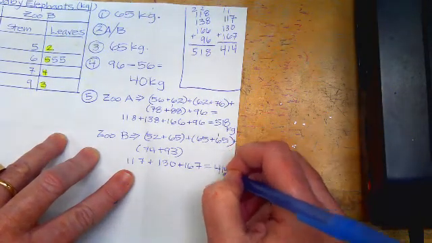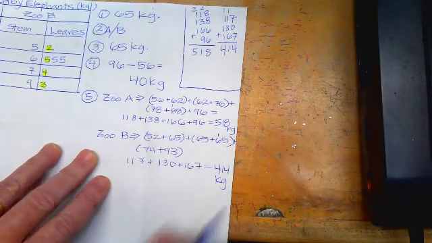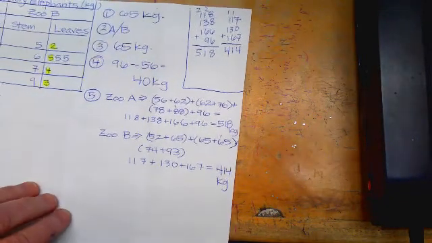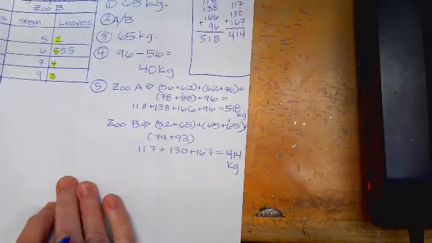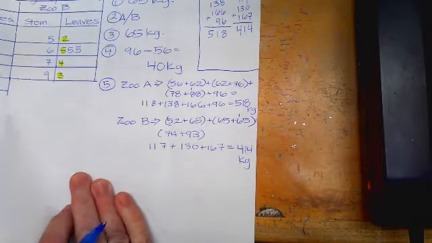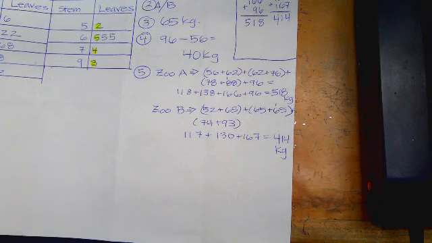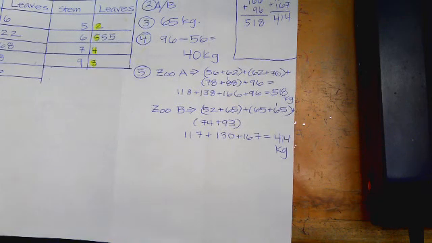Zooby dooby doo. 7 plus 7 is 14. 6 plus 3 is 9. 10, 11. And this is 414. So zoo A, that extra elephant really added up.